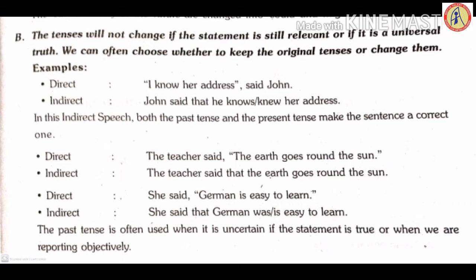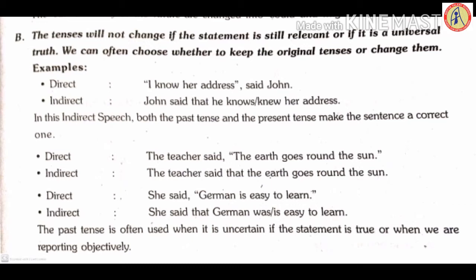The teacher said the earth goes round the sun. It's a universal fact. So the teacher said that there is no change: the earth goes round the sun. She said German is easy to learn. According to the language, it is so easy. She said that German is easy to learn, or if you want to change into past, was easy to learn. See that the proverbs or the universal facts are not going to be changed.